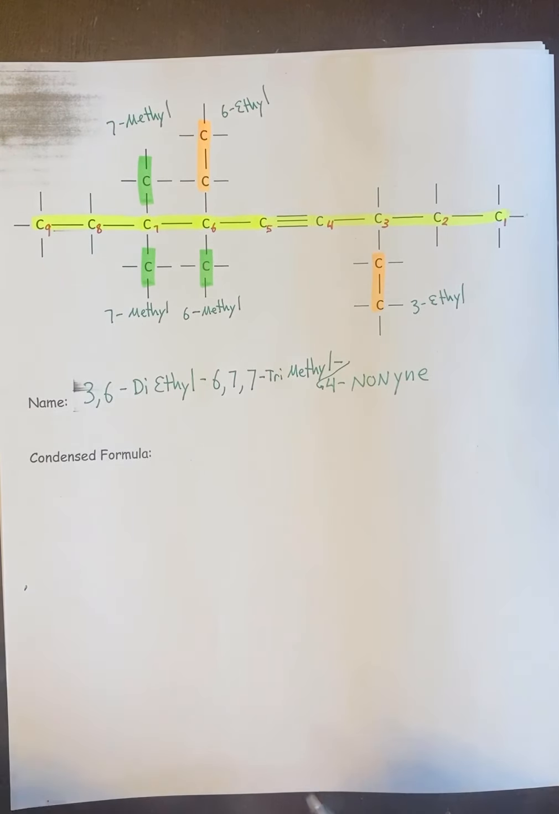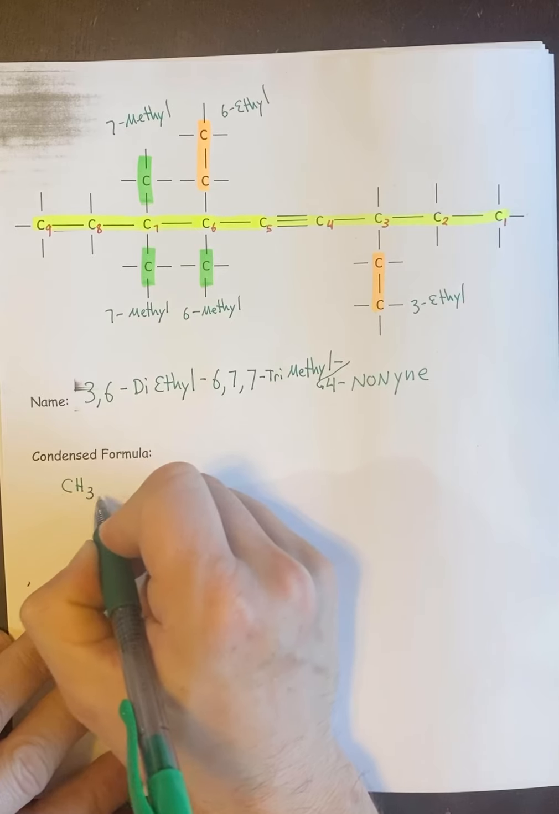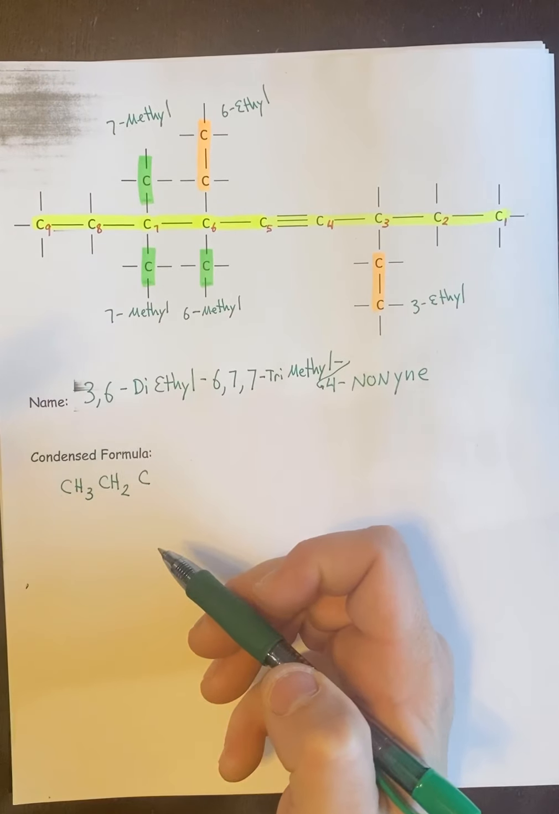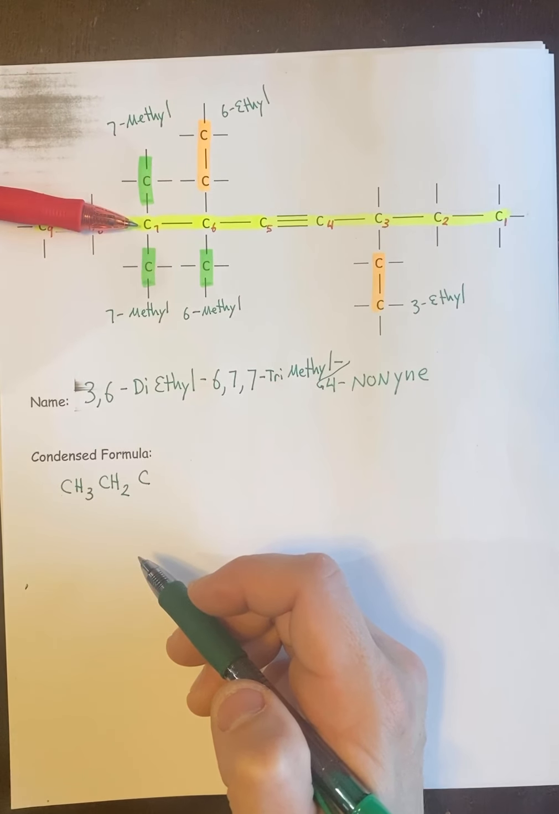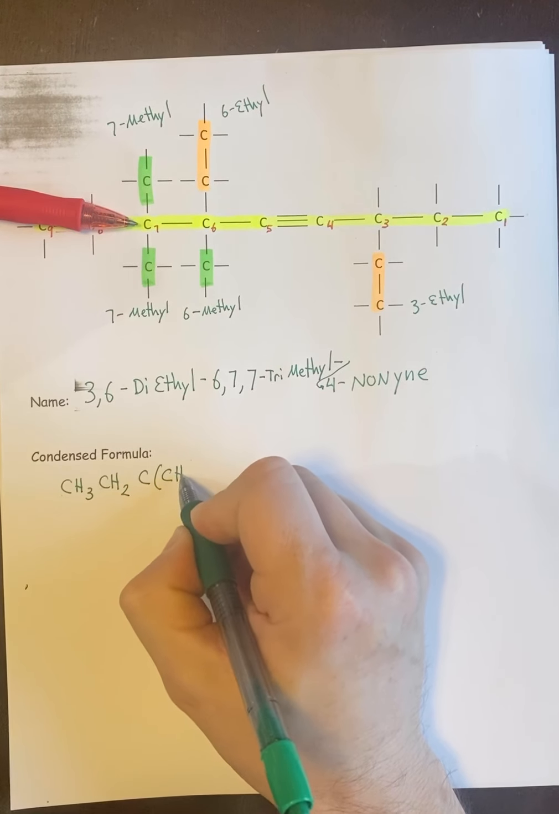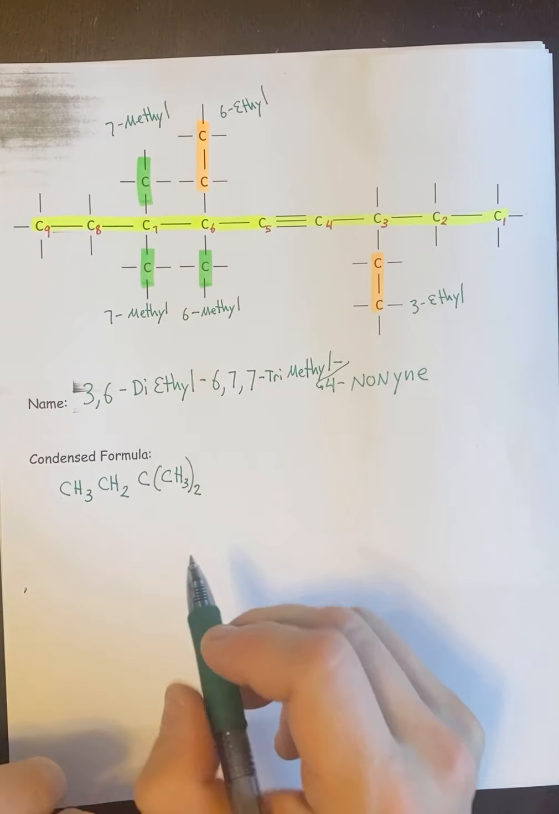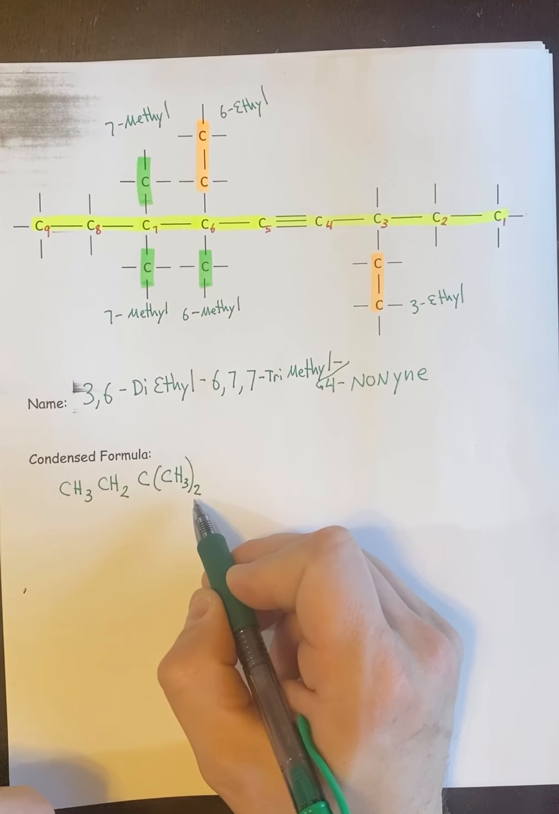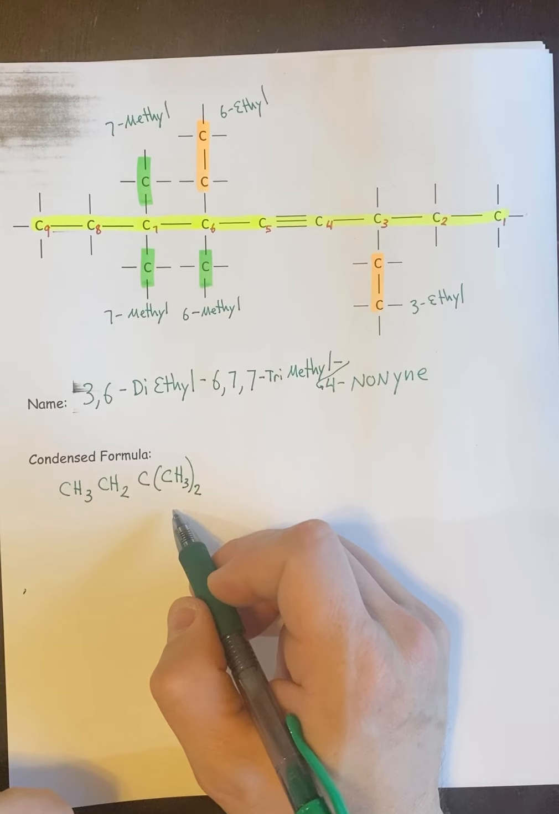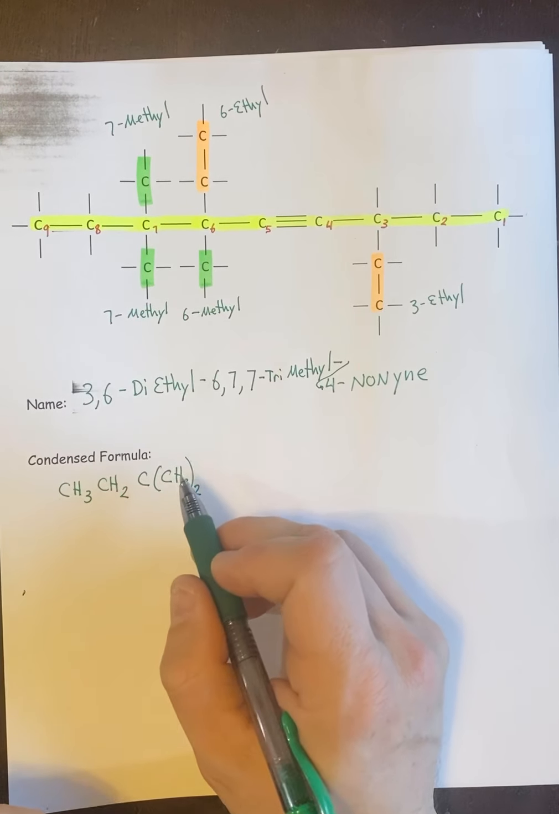And then the condensed structural is going to look like this. We're going to start with carbon 9, CH3, CH2. I just write a C because carbon 7 doesn't have any H's of its own. It only has branches. Then I do a parentheses, CH3, close it, 2. So you can get away with this because the branches are the exact same, so you can put a 2 out. If you aren't comfortable doing that, then you could just write parentheses CH3, close the parentheses, a new parentheses, another CH3, close the parentheses. You'd have to write it twice.